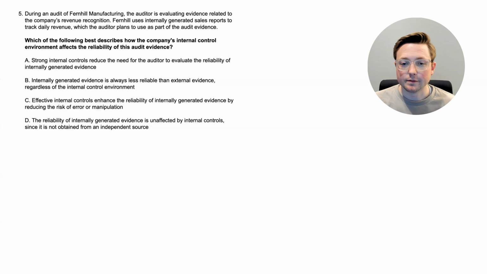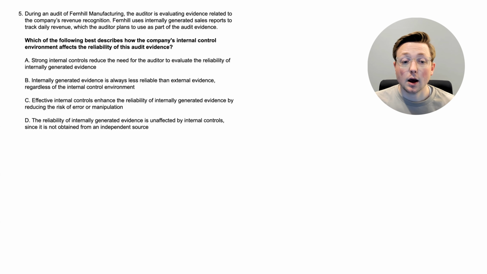All right, here we are at question 5. And again, let's read the last part of this question first. Which of the following best describes how the company's internal control environment affects the reliability of this audit evidence? Let's go up to the top. During an audit of Fern Hill Manufacturing, the auditor is evaluating evidence related to the company's revenue recognition. Fern Hill uses internally generated sales reports to track daily revenue, which the auditor plans to use as part of the audit evidence. So again, which of the following best describes how the company's internal control environment is going to affect the reliability of the audit evidence?